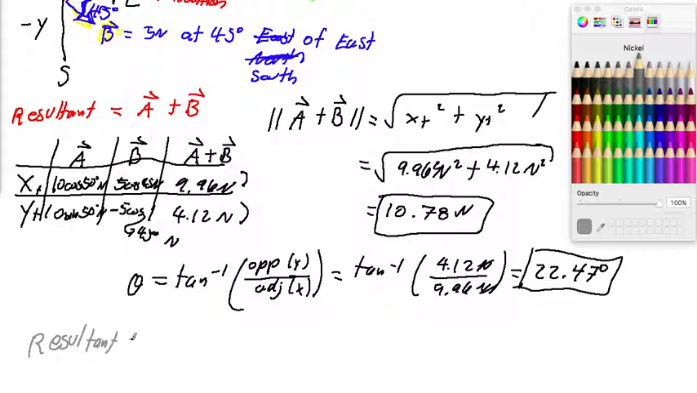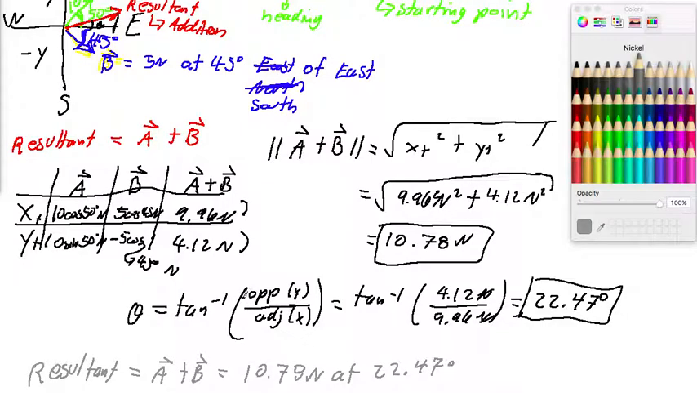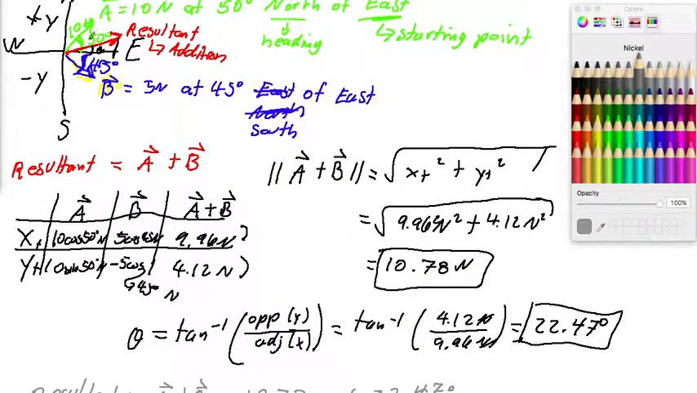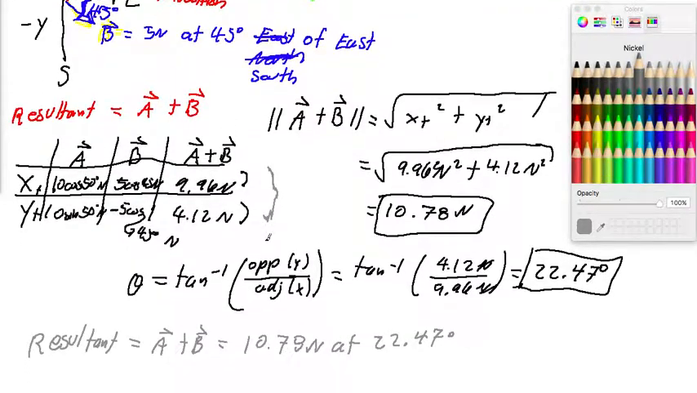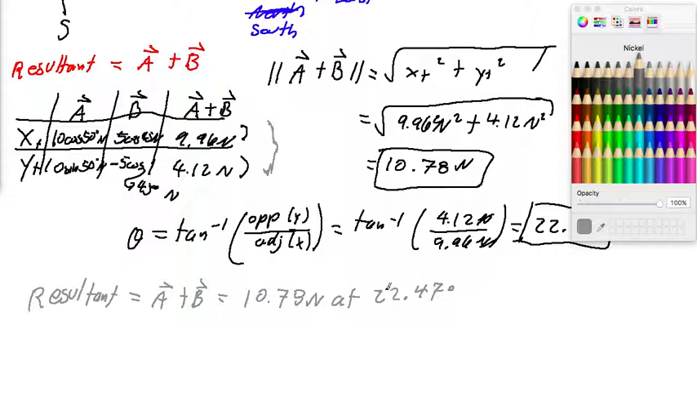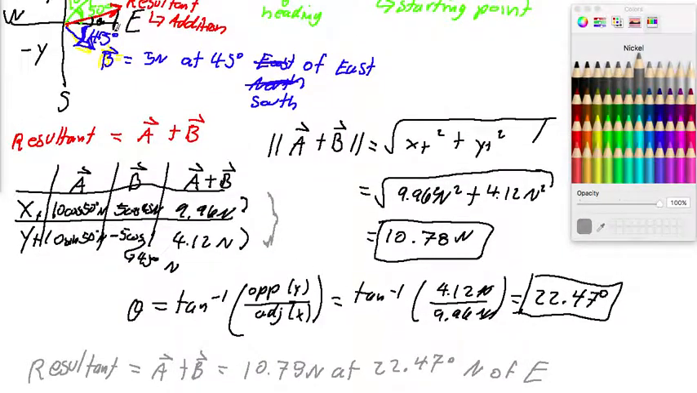Resultant, or vector A plus vector B, is equal to 10.78 newtons at 22.47 degrees. Remember that both were positive, so that tells us that it's in this quadrant. Therefore, we are going to say north of east, because it starts at the east. We're starting at east and we're moving towards north. So we're saying north of east.